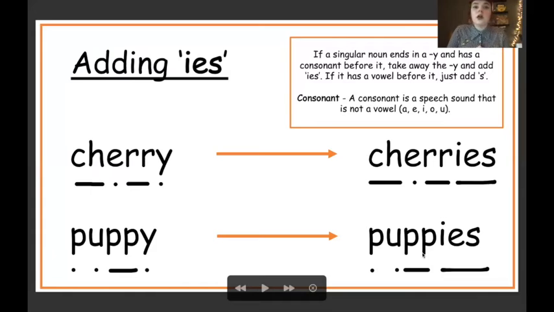Now, sometimes the Y wants to trip us up, okay? When there is a vowel, and let's remember that a vowel is A, E, I, O, U. When there's a vowel before the Y, you don't take it off, you just add an S to the end. So like in the word donkeys or monkeys or keys, anything like that, where there's a vowel before the Y, you keep the Y on and you add an S to the end.